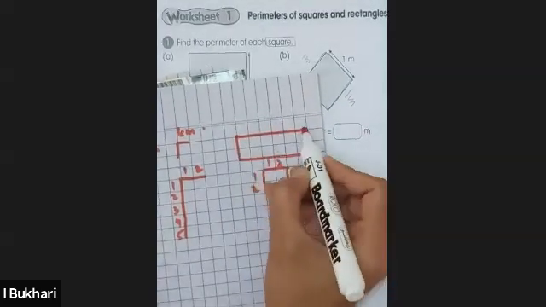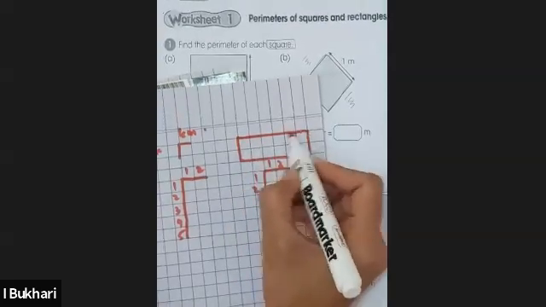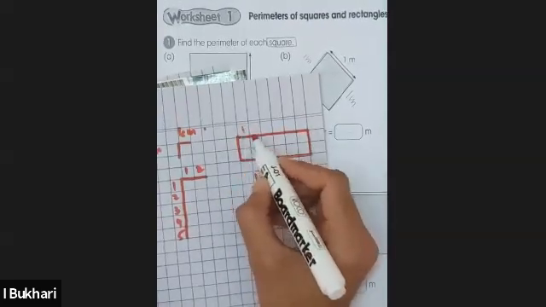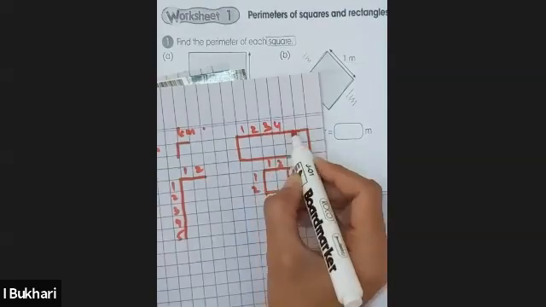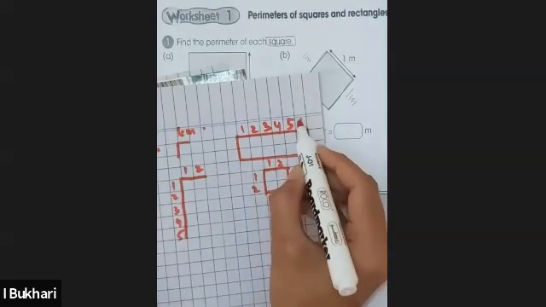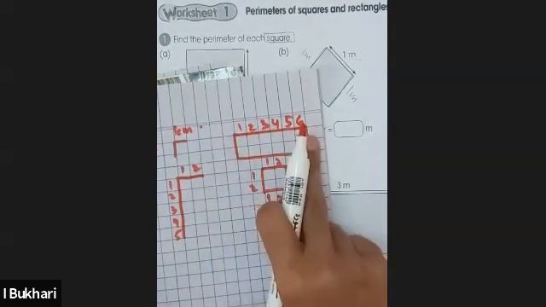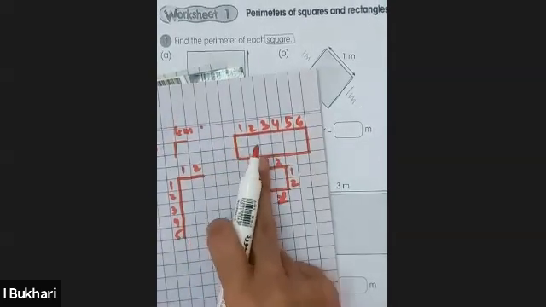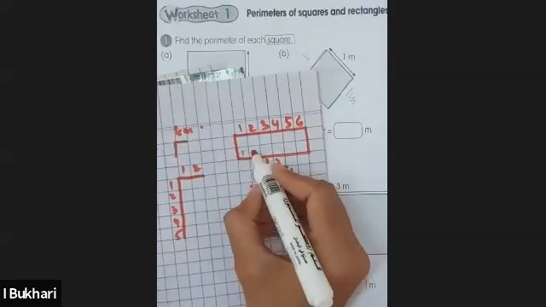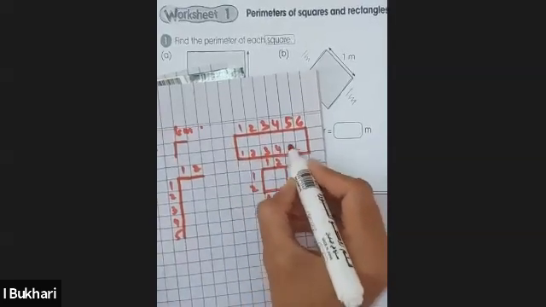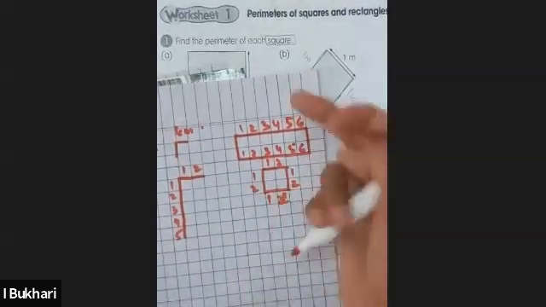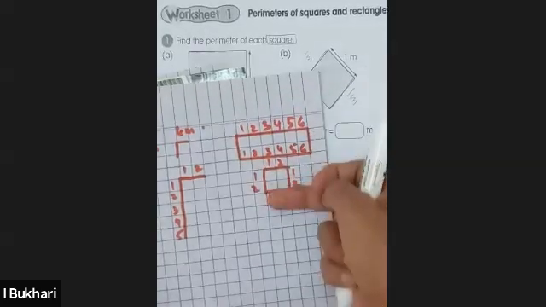How many units? How many boxes is this? 1, 2, 3, 4, 5, 6. So this side is 6 units, and so is this side. This is 1, 2, 3, 4, 5, 6. So both the sides are 6 units long.